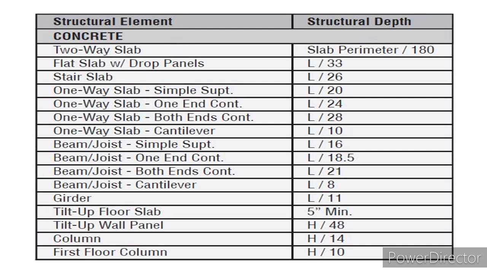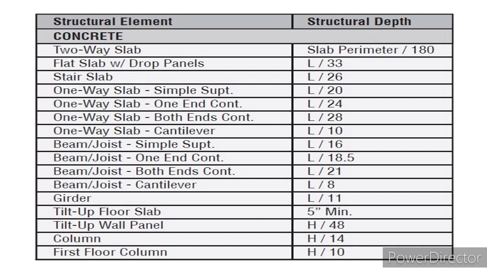One-way slab, one end continuous: structural depth is L/24. One-way slab, both ends continuous: structural depth is L/28. One-way slab cantilever: structural depth is L/10.